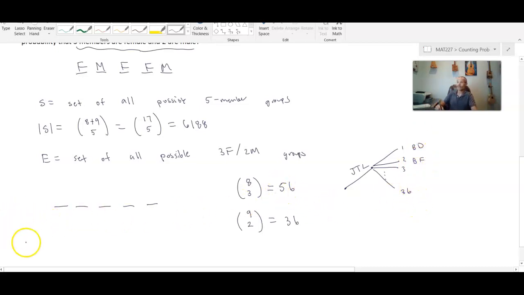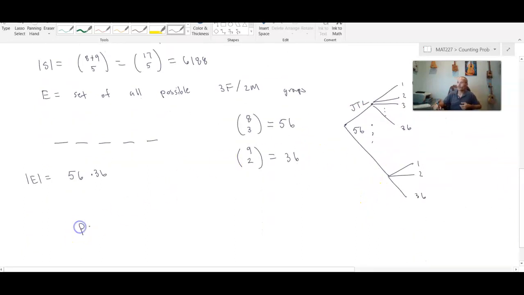So what we need in order to get the size of E is to figure out the number of different groups we could create with those 3 females and those 2 males. And that would be 56 times 36, because again, we're going to have all of these different branches that are going to pair with all 36 male groups, and there are going to be 56 separate branches corresponding to groups of 3 females. So 56 times 36 is the size of our event space, and we want to find the probability of this event. So we're going to take the number of elements in E divided by the number of elements in S.